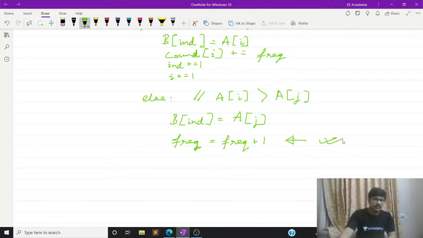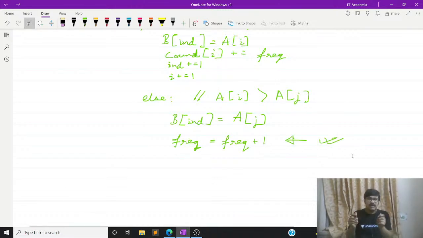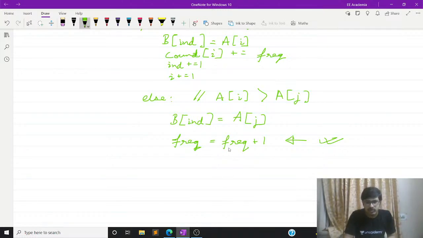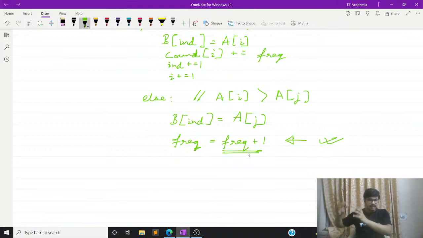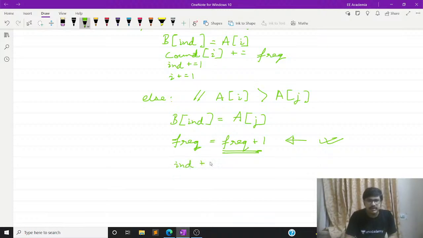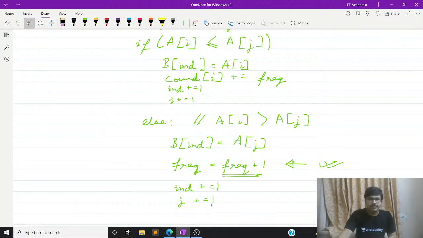This is the step which we use. This variable counts the number of elements from the right half which we have already put into our merged array. This is the step which we are using to count the number of elements smaller than the elements in the right half. So I know that frequency elements have already been put into this array, right? And then just increment the index and increment the J.